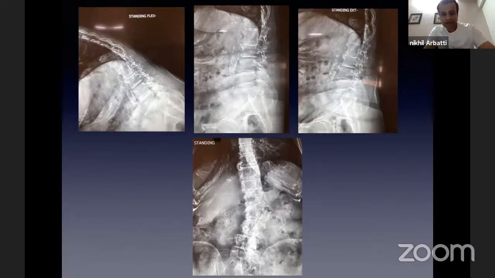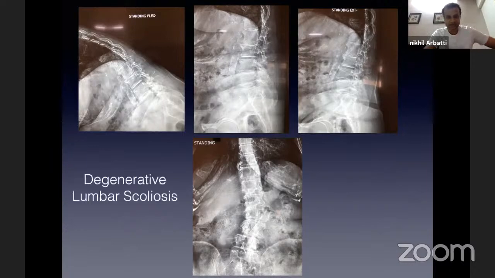Now, to be frank, this patient was consulting me in Bombay, but she had taken all the treatment in another city, and I had advised her to get all these pictures. Upon seeing all these pre-op X-ray images, my line of management changed. It appeared to be a degenerative lumbar scoliosis.